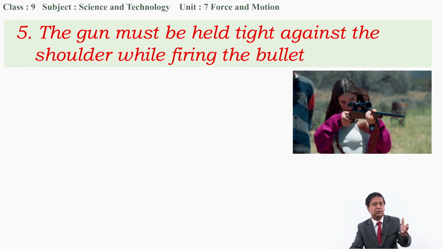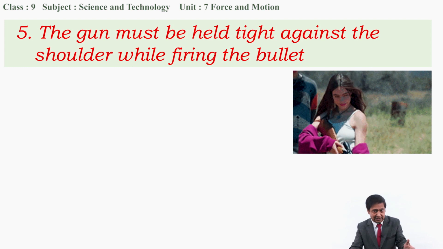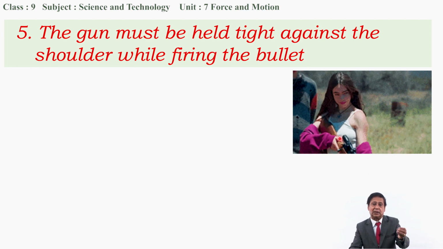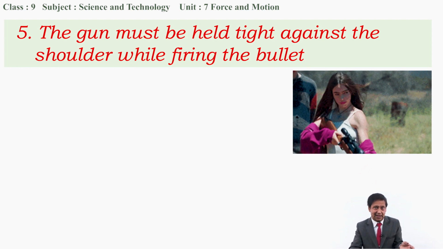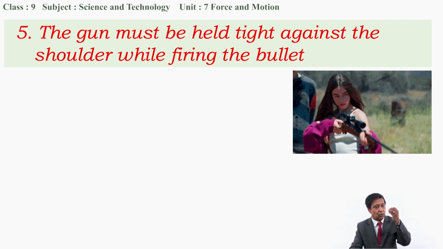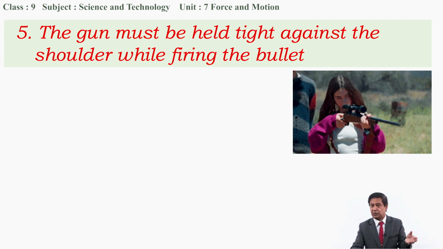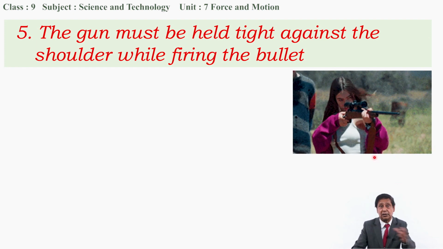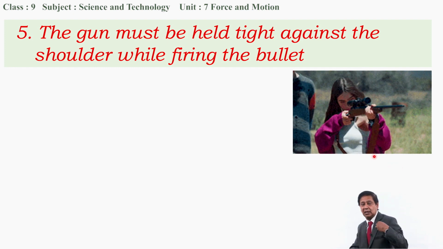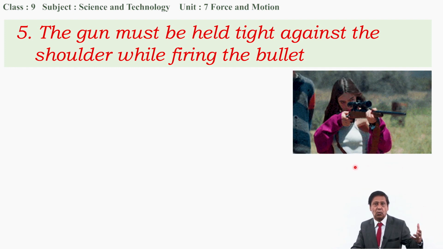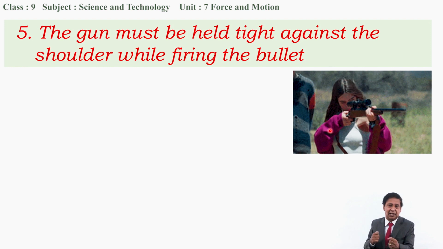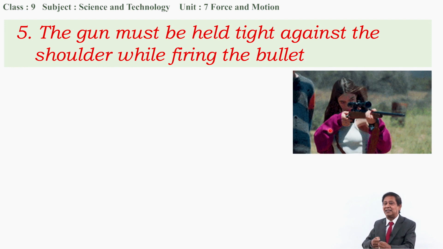So, how is Newton's third law of motion acting here? The force with which the bullet moves forward is action. And according to Newton's third law of motion, to every action there is equal and opposite reaction. That's why the gun recoils. The gun pushes the soldier backward, and that's why to prevent ourselves we have to hold it very tightly on the shoulder.